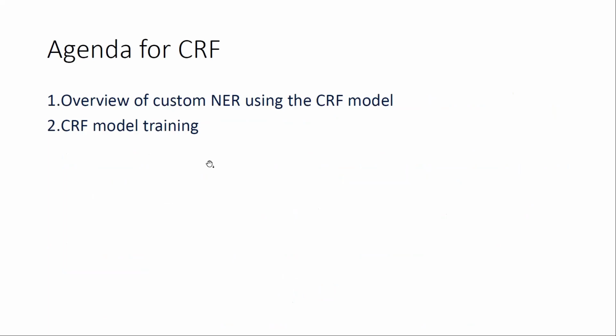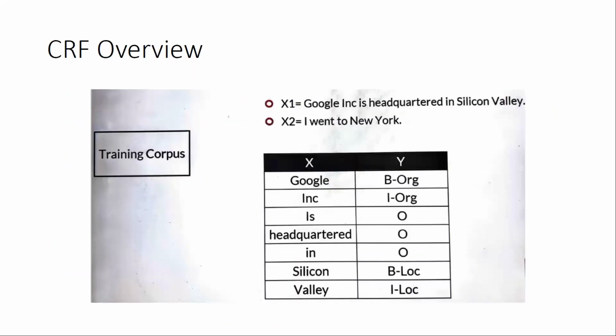Then the agenda is to understand how this works, and how the model training has to be done for the CRF to get the job done for custom named entity recognition. So let's look at this example first. Let's say that we have a training corpus with these two sentences in it. Google Inc. is headquartered in Silicon Valley. The second one is I went to New York. Now let's consider that only the first sentence has to be taken care of.